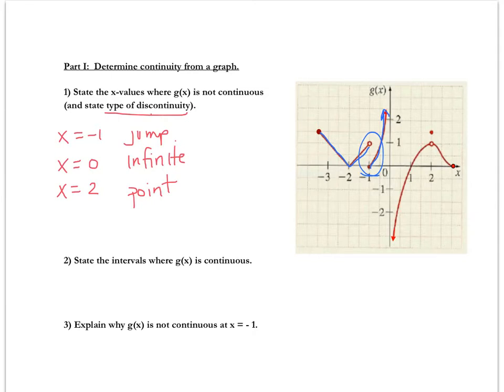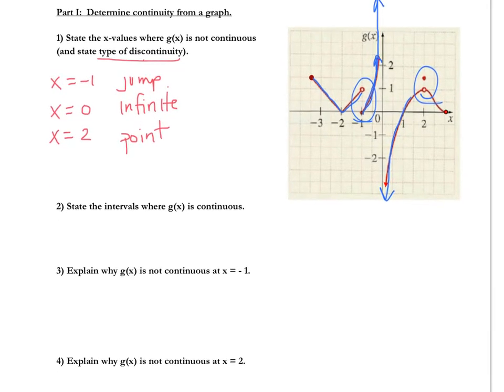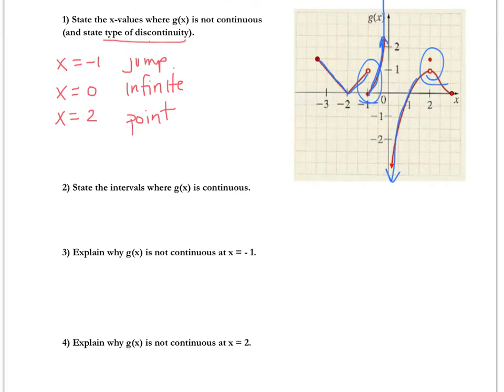When we approach x equals 0, we can see from the left that we are going up, up, up to positive infinity, and then from the right we are going down, down, down to negative infinity. Even if these were both approaching positive or both approaching negative infinity, it would still be discontinuous there. And then thirdly, at x equals 2, there is a clear hole in the graph, so that is your point discontinuity.